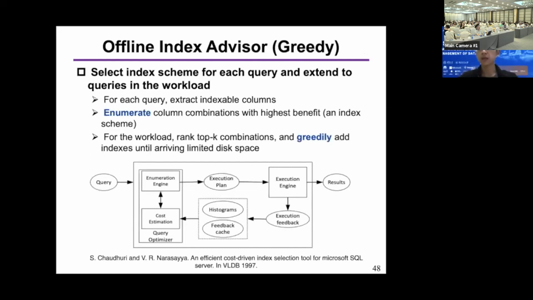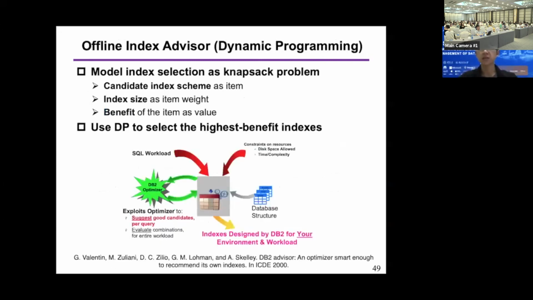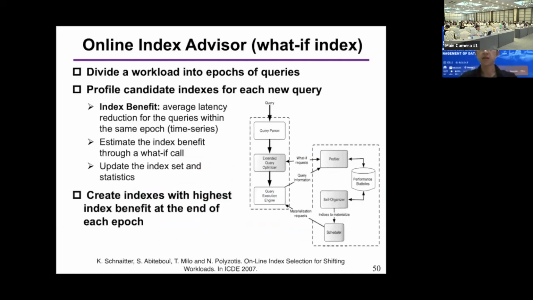We have divided existing index selection methods into offline index selection and online index selection. First is offline index selection. The basic method is AutoAdmin. For each query, it extracts the indexable columns and enumerates the column combinations with the highest index benefit. For all the queries in the workload, it keeps the top K combinations and greedily adds indexes until arriving at the limited disk space. Another similar method models the index selection as a knapsack problem and uses dynamic programming to select the highest benefit index combinations.